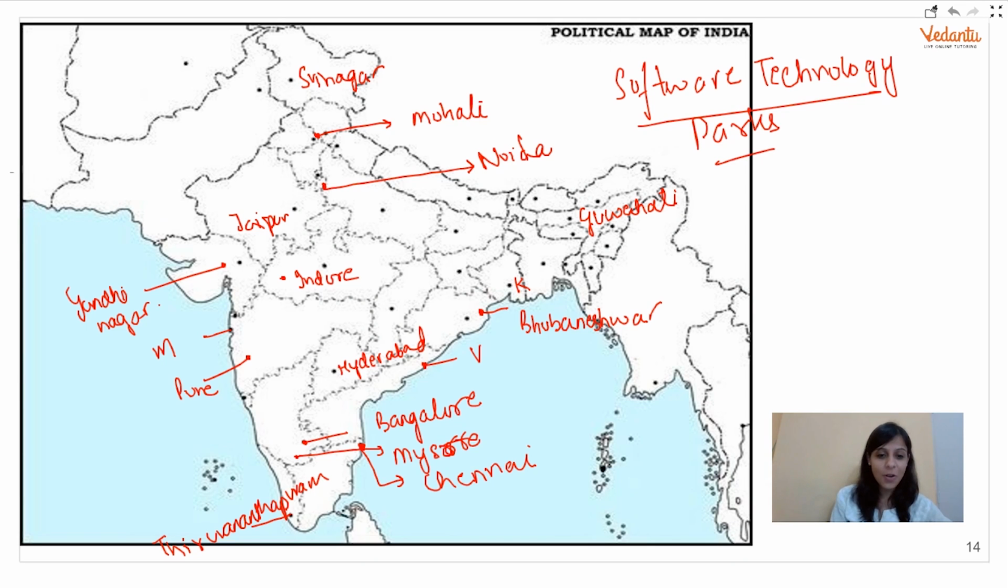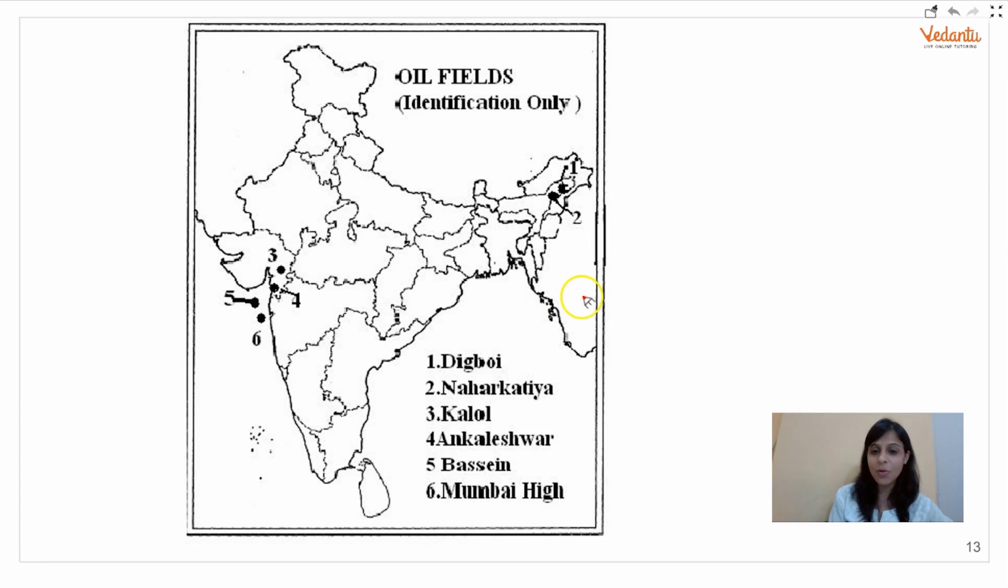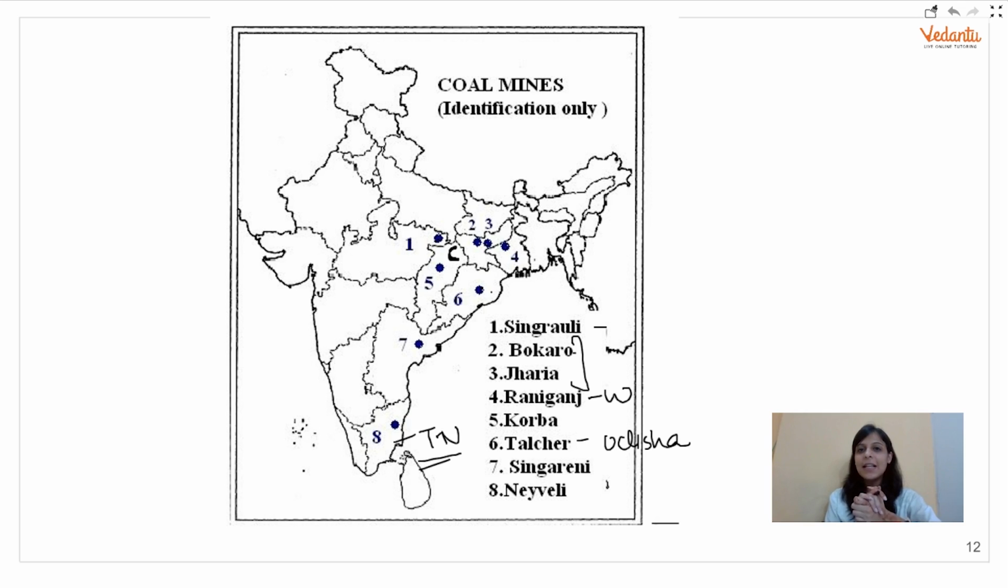Okay, so let's revise. I'm going to give you 1 minute so that you can revise the oil fields. Quick. Digboi, Naharkatia, Kalol, Ankleshwar, Basin and Mumbai High. You know the locations, don't you? Okay. Let's identify the coal mines. Were you able to recollect the coal mines also? I guess you were.